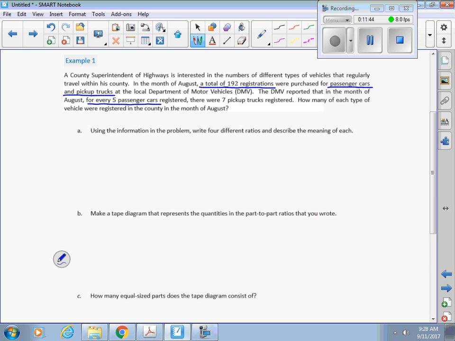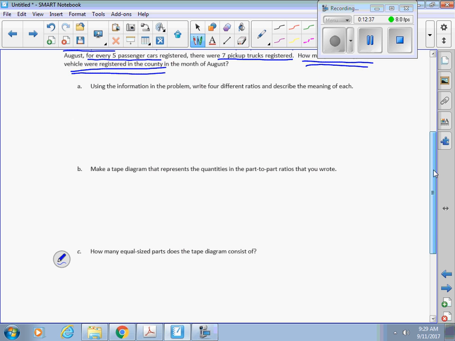How many pickup trucks, Elijah? 7. 7, very good. So who can tell me, are there more cars or pickup trucks on the road in this example? Mackenzie? Trucks, very good. How many of each type of vehicle were registered in the county in the month of August? And again, lots of people are raising their hands because we need to figure out how many of each type of vehicle were registered. So we know there was a total of 192. We know that that ratio has a value of 5 to 7 when it comes to cars and pickups. We have to use that information to try to figure out how many cars there were out of 192 and how many trucks there were out of 192.